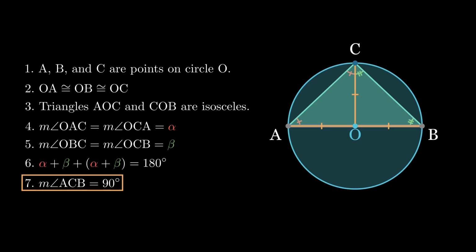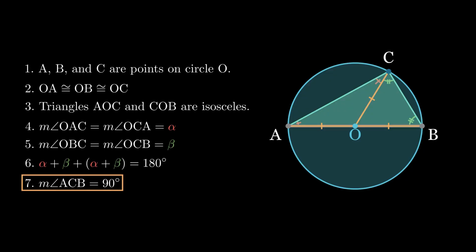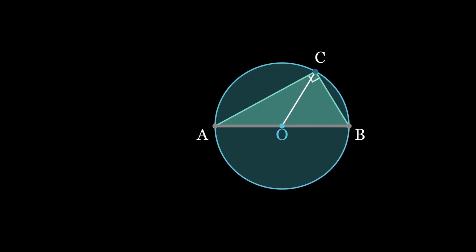And since we didn't assume anything about C except for it being on the circle, this will work for all the points on circle O, except for exactly on A and B, since there we won't really have an angle or triangles to talk about.